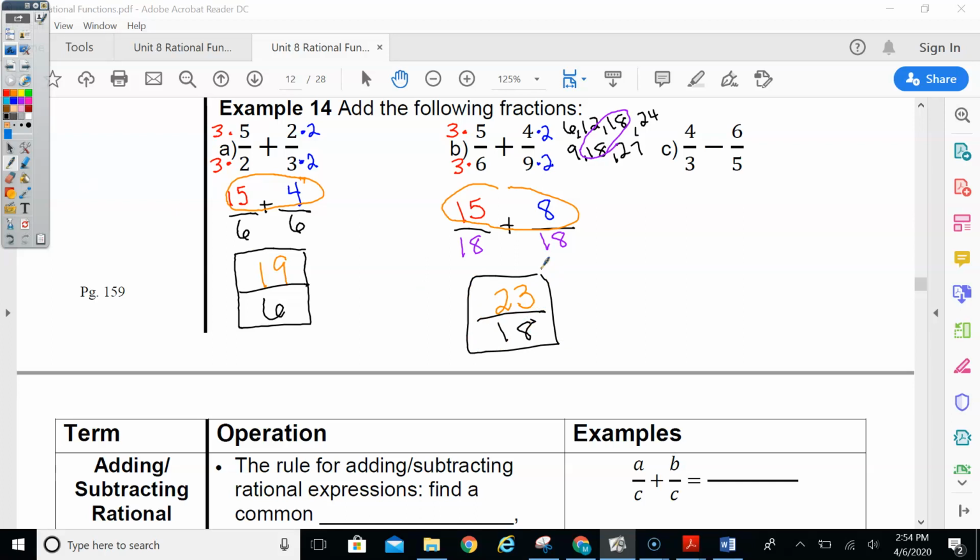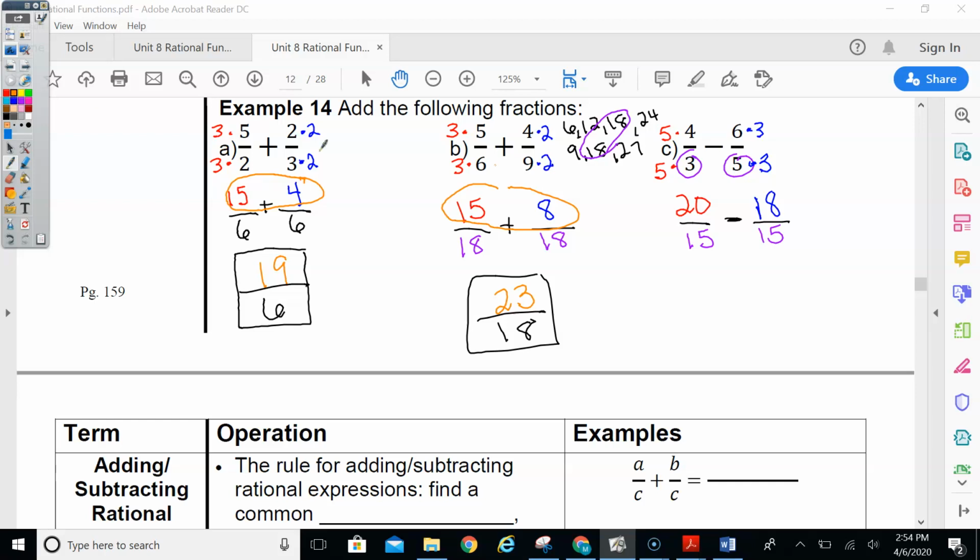And actually, subtracting works the exact same way. We still need common denominators. The common denominator between 3 and 5 is 15. But once we make them 15, instead of adding the numerators, we're going to subtract them. So here, 3 times 5 is 15. So 5 times 5 is... 5 times 4 is 20. Over here, 5 times 3 is 15. 6 times 3 is 18.